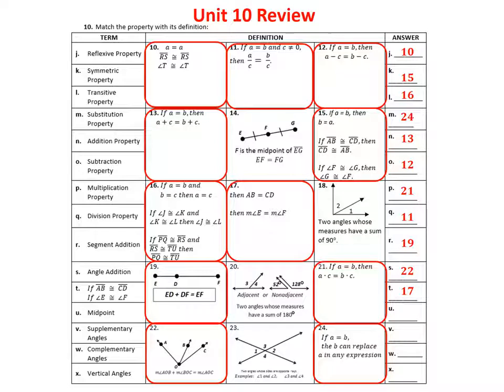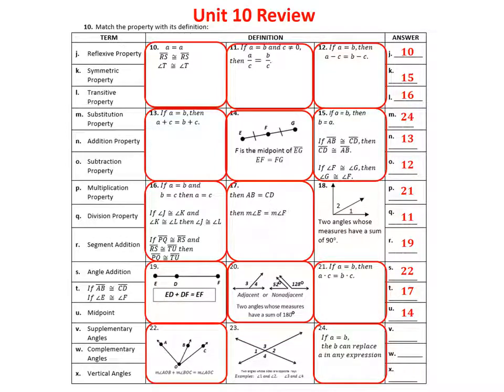U is midpoint. That's something in the middle. So notice here in 14, notice that F is the midpoint. The two little dashes mean the segment on each side is exactly the same. V, supplementary angles. Those add up to 180. So let's find that. There it is right there.